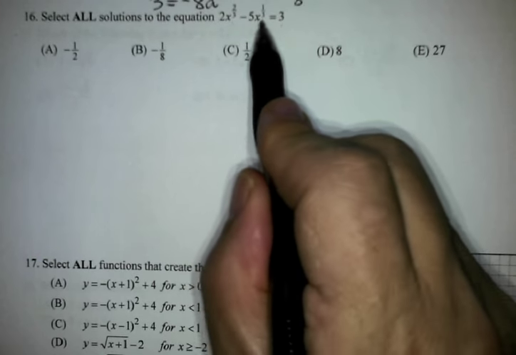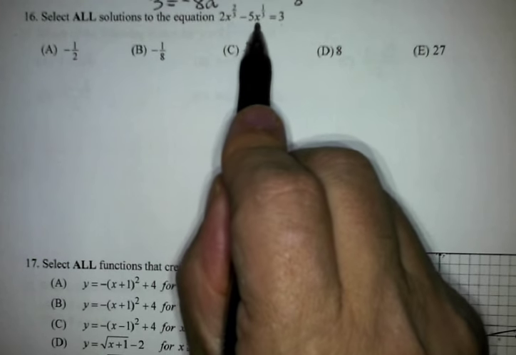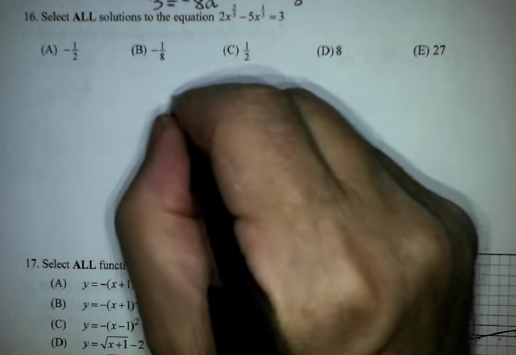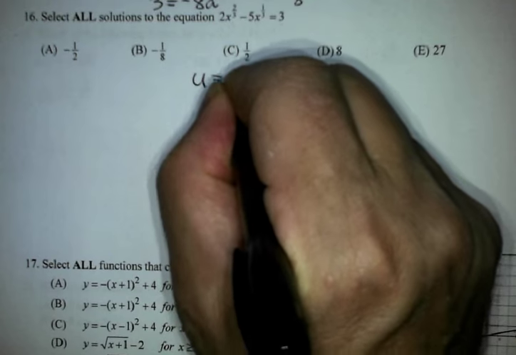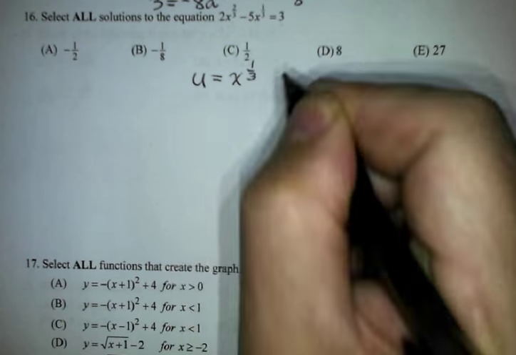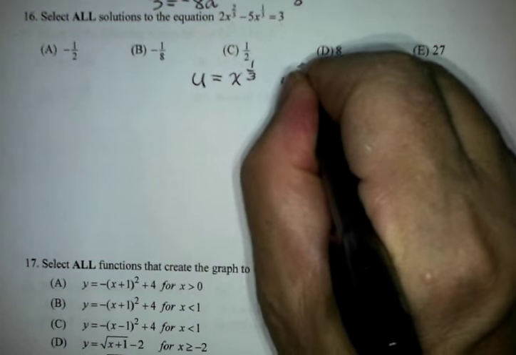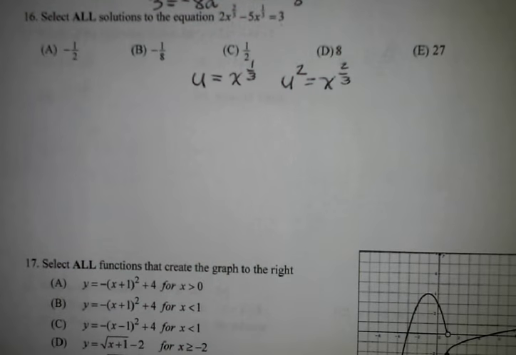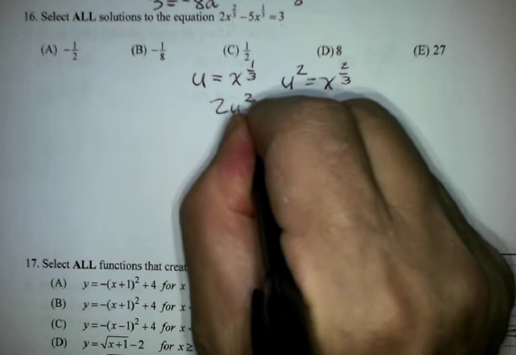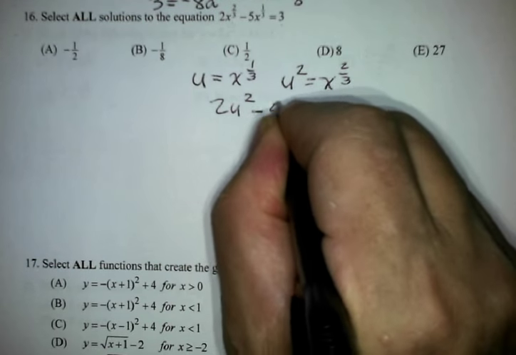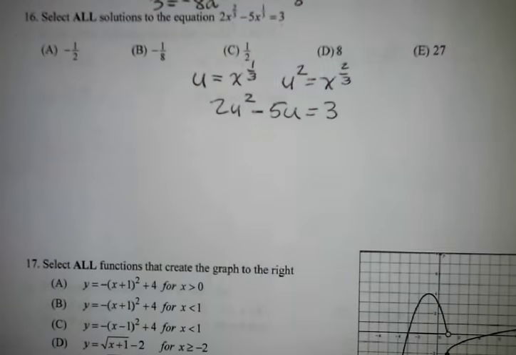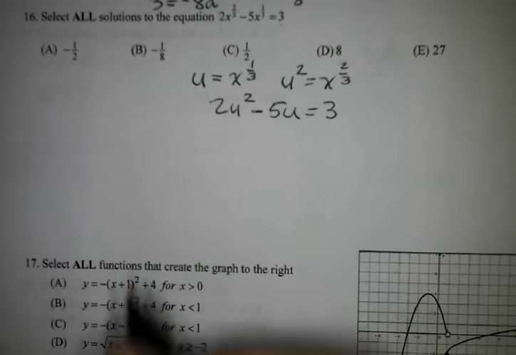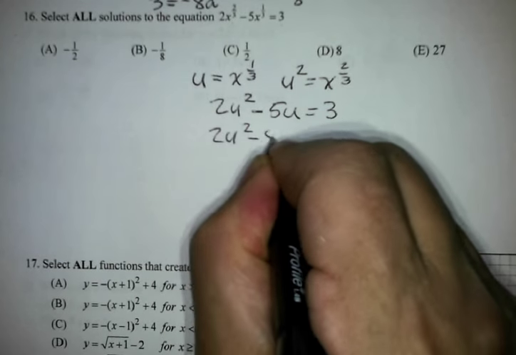So what happens here is x to the 1/3, when I square it, I get x to the 2/3. So I'm going to let u equal x to the 1/3. That means u squared is x to the 2/3. So I've got 2u squared minus 5u equals 3. I'm going to solve for u and then go back and figure out what x is. So move everything to one side.